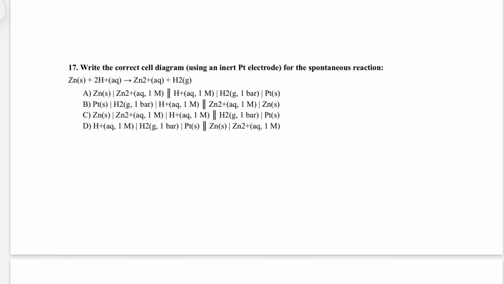17, write the correct cell diagram using an inert Pt electrode for the spontaneous reaction. So basically, this is the same thing as we did before. So zinc has been oxidized, right? Because it went from 0 to +2, it lost electrons. So because it lost electrons, it's oxidized, and this is at the anode, which is on the left.